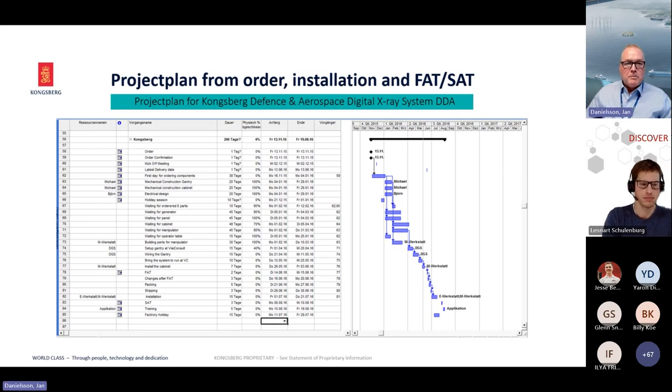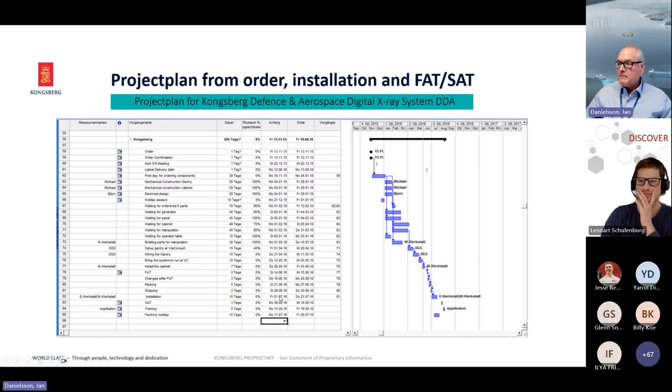For installation was planned, that you can see here, the installation was planned in July, and it was an important date for the factory is shut down for vacation here in Norway, at Kongsberg, and the maintenance 3 weeks in July had been a perfect time to install the system.